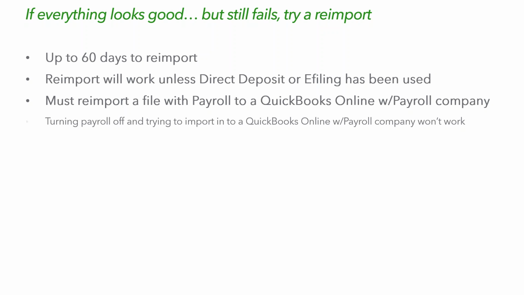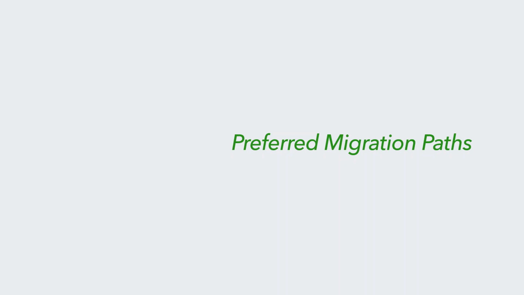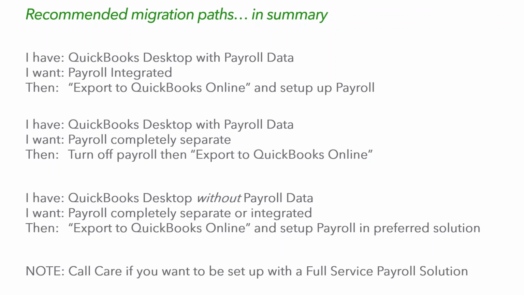All right, so now the question comes next. How do I know what to switch to? What if I don't want to bring over payroll? In summary, if you have a QuickBooks Desktop file with payroll, so a client that has QuickBooks Desktop that has payroll enabled, and you want integrated payroll, then do the exact setup that I showed you. Export to QuickBooks Online and set up payroll.